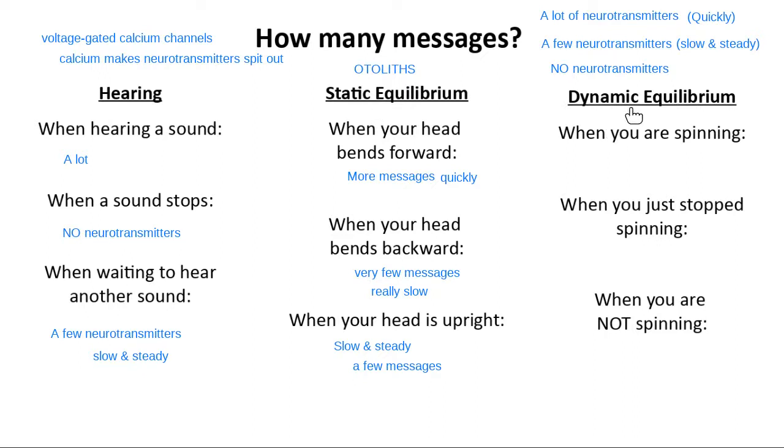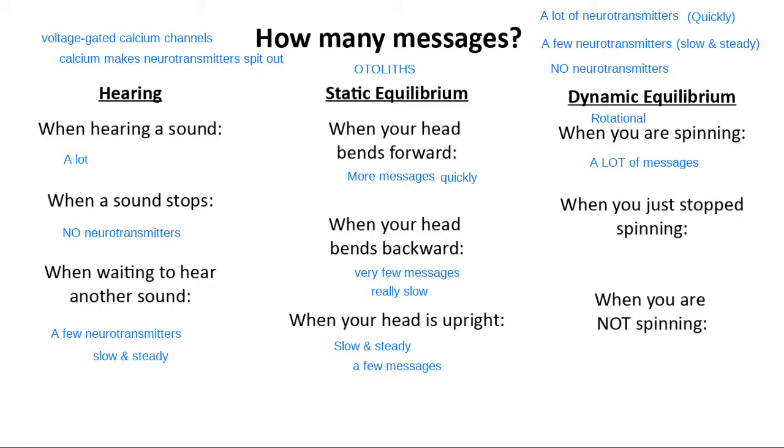When we talk about dynamic equilibrium, the other word we said for it was rotational equilibrium. They're the same thing. This is all about whether you're spinning, whether you just stop spinning. What's going on with the number of messages when you're spinning, when you're doing that ice skating turn, for example? When you start spinning, we spit out a lot of messages. We're activating that nerve really quickly.